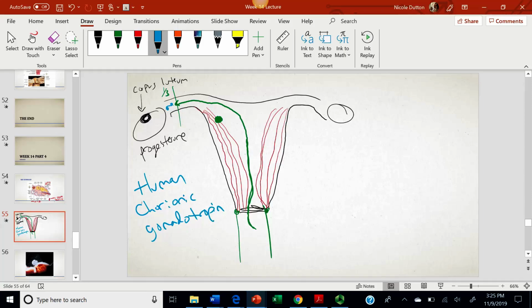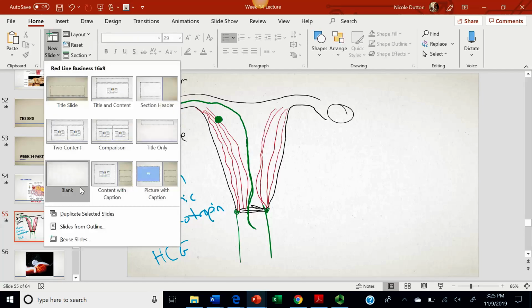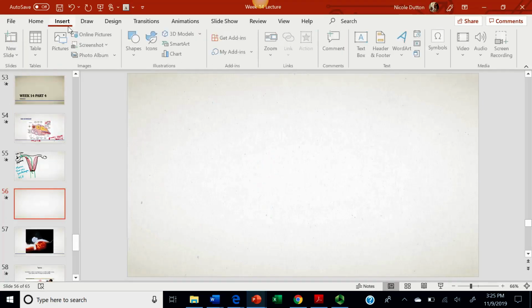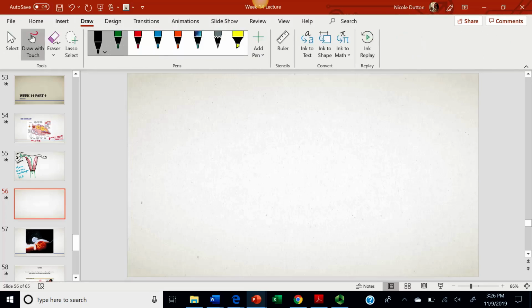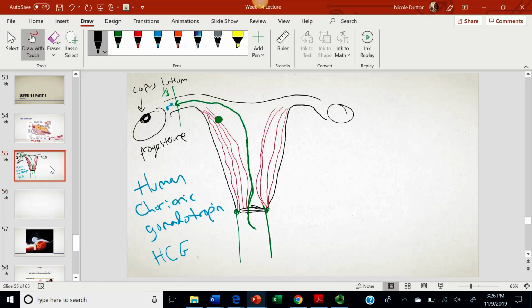HCG is the hormone that's picked up on the at-home pregnancy test. Eventually, now that I've got that there, I'm just going to mention what HCG does.